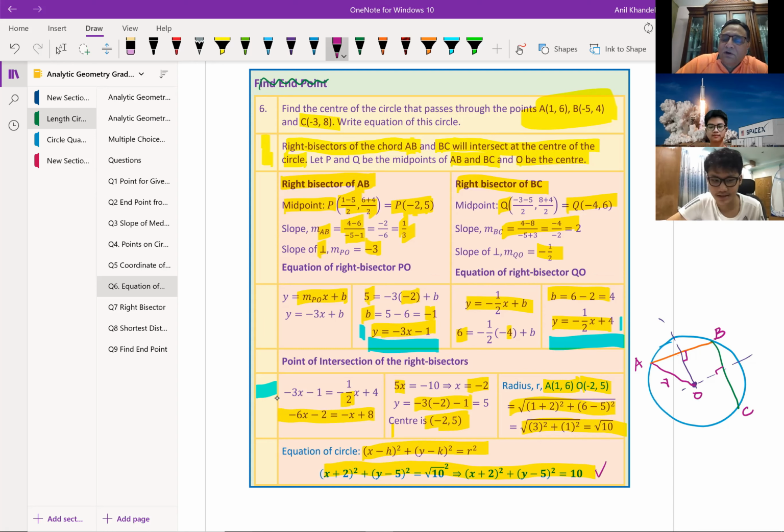Perfect. And that is how we find the equation. This is a very important question. I made a rough diagram here just to illustrate that this is the chord AB. On the particular chord AB, we selected the midpoint P, and then the equation of the right bisector. Similarly, the other right bisector intersects at O, and then we calculate the radius r and apply all these known things into the formula x minus h whole square plus y minus k whole square equals r square. So well done. That is how we are going to do it.